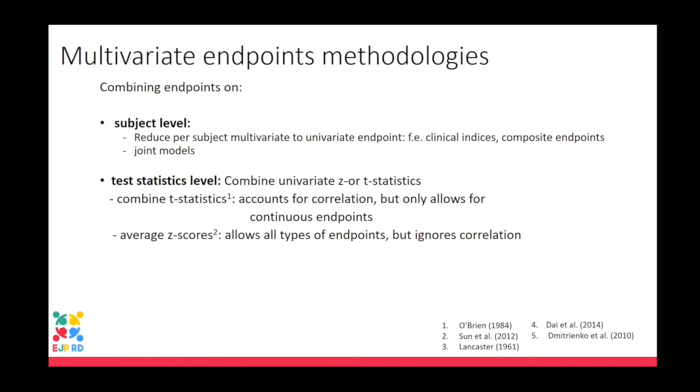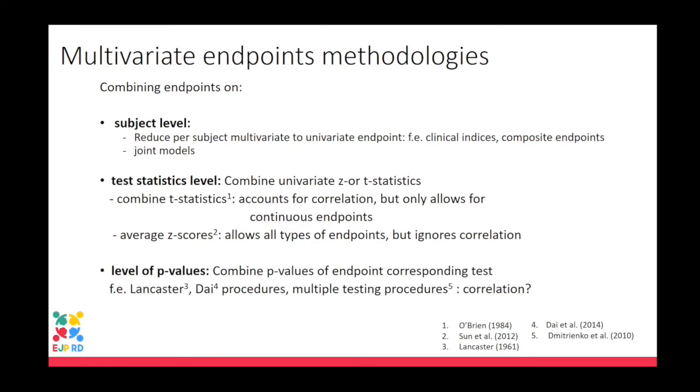Another methodology where we combine test statistics or multivariate outcomes on a test statistic level is called the average Z-score. There again, we calculate Z statistics and we take the average. The benefit of this is that it's not limited to continuous endpoints, so we can combine any type of outcome that we want, but it does not take account of the correlation. So again, it has some limitations. And finally, and that's the other option that you've indicated, we can try to play around with the p-values to combine at the p-value level.